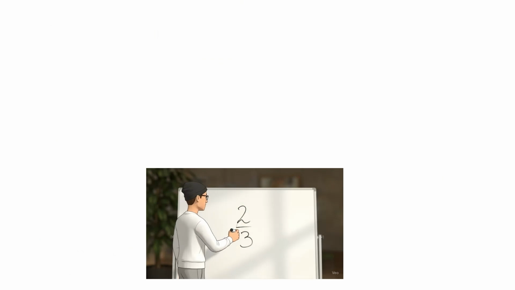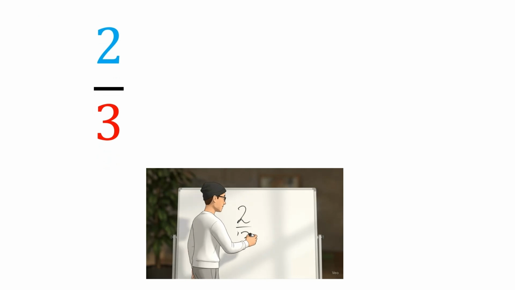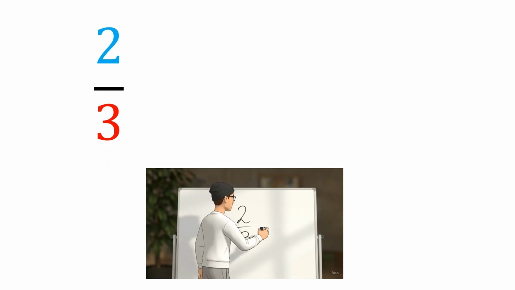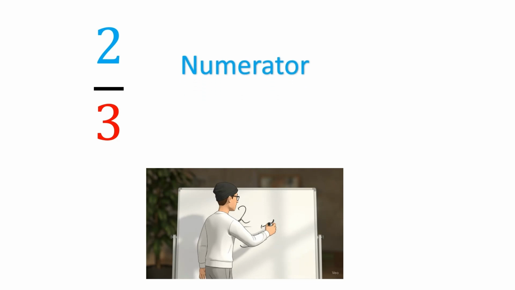Now, how do we write a fraction? For example, 2/3. The top number, the 2, is called the numerator. It represents the number of shares or parts that are included, or that we're going to represent. The bottom number is called the denominator. It represents the total number of shares that the whole is divided into.